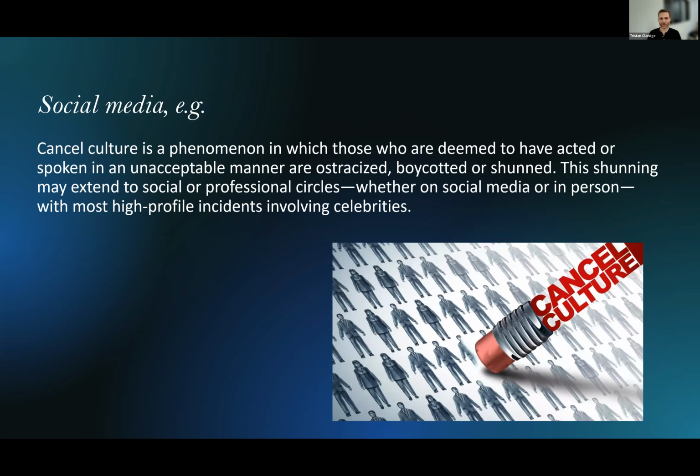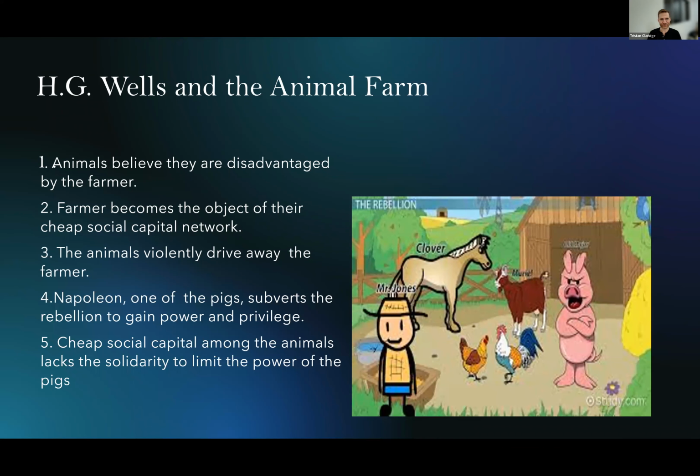But we should talk also about Animal Farm, because I think this is a really good example everyone might be familiar with. This is my favorite, H.G. Wells and Animal Farm, really a classic written at the end of World War II, calling attention in a unique way to the conditions in Stalinist Russia. Animal Farm is a story of animals who are convinced that they're being disadvantaged. The chickens have their eggs taken, cows have their milk taken, and they simply view themselves as being disadvantaged by the farmer. And the farmer, of course, becomes the object of their cheap social capital.